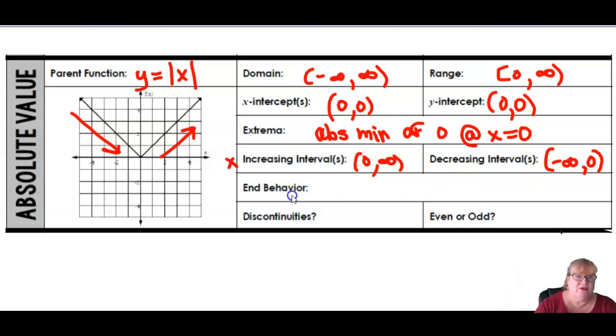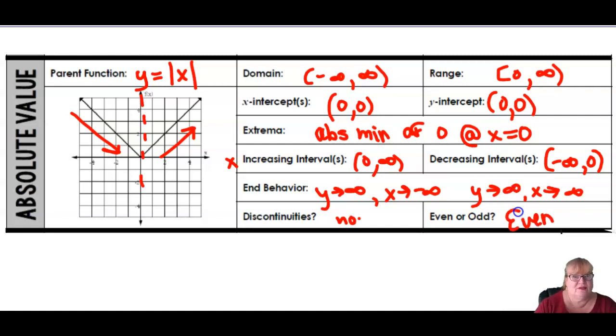All right, end behavior on the left, which would be x is negative infinity. It is going up, which would mean y towards infinity. On the other end, it is also going up even as x goes up or off to the right. It has no discontinuities, and it has y-axis symmetry, so it is an even function.